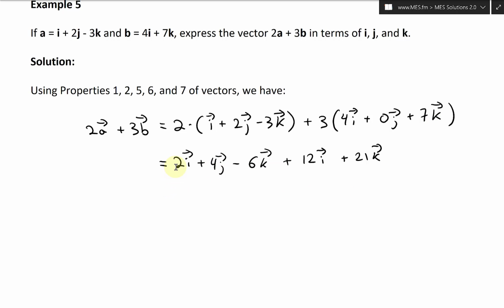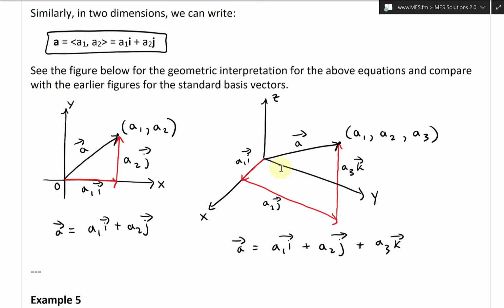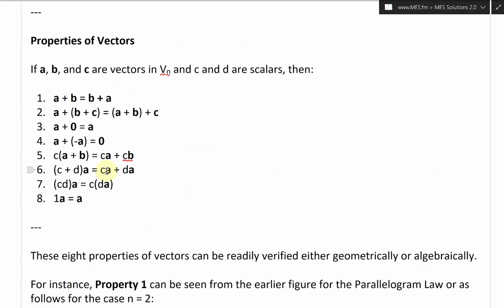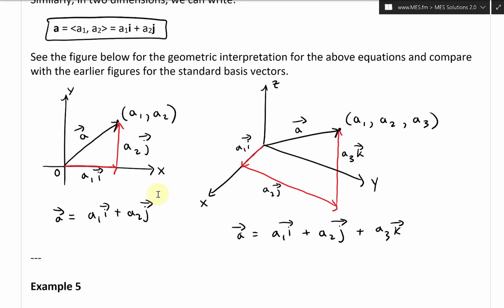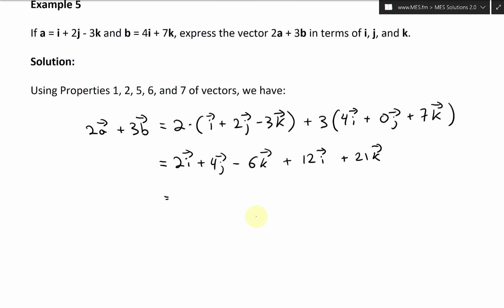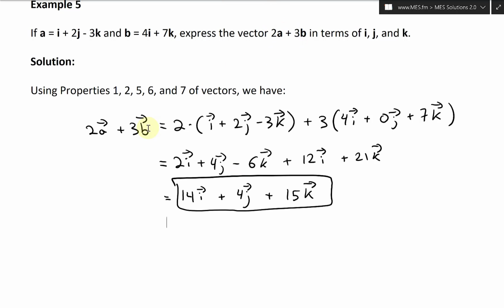Now if we combine all the like terms, this one is 2i plus 12i. Again, using that property, this is the factoring one, where we take out the constants and add those up. So factor out the i, this becomes 14i vector. The next one, 4j, the other one's a 0, so that's just plus 4j vector. And now the next one is k. The k is 21 minus 6, which is plus 15k, like that. Now I'm going to box this out. So that is our combination here: 2a plus 3b equals 14i plus 4j plus 15k.